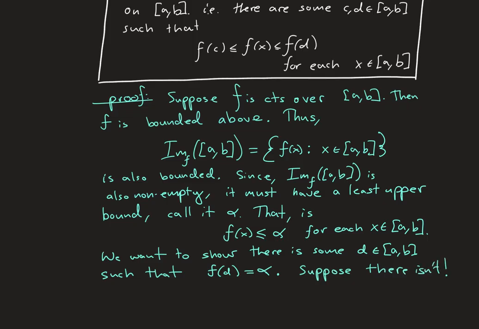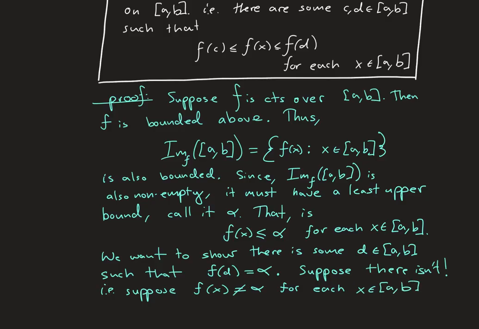So, in other words, what that means is instead of there is some d in the closed interval such that f of d is equal to alpha, if there isn't, then what that would mean is for each element of the closed interval, f of that element is not equal to alpha. So I'll say, in other words, suppose f of x does not equal alpha for each x in the closed interval.